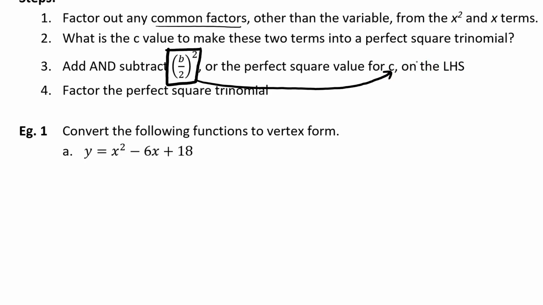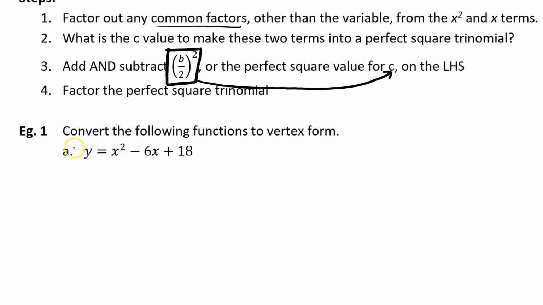So you want to both add and subtract it, because then it's like it was never there. Because if you add 2 and then subtract 2, you're at the exact same place. But in getting it into a perfect square trinomial form, we're able to factor it. And you'll see what I mean in a little bit. Factor the perfect square trinomial.